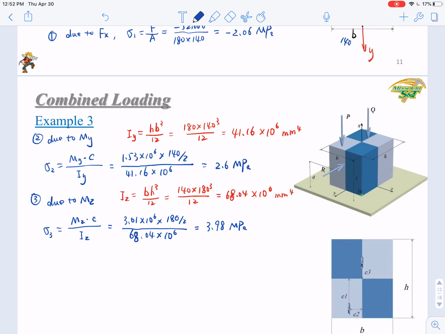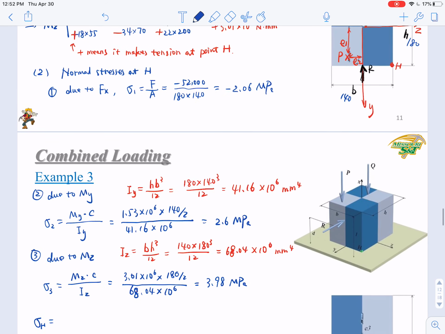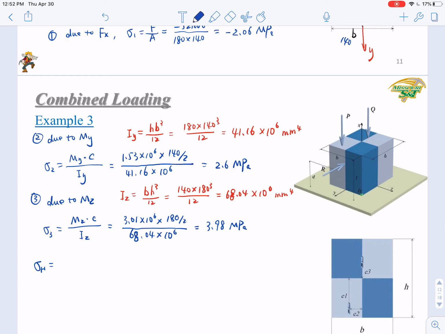Okay, so here you can summarize them, just add them together, as you have three components. The normal stress at point H will be sigma 1 plus sigma 2 plus sigma 3. The first is negative: negative 2.06 plus 2.6 plus 3.98. Okay, so here we get 4.52 MPa.